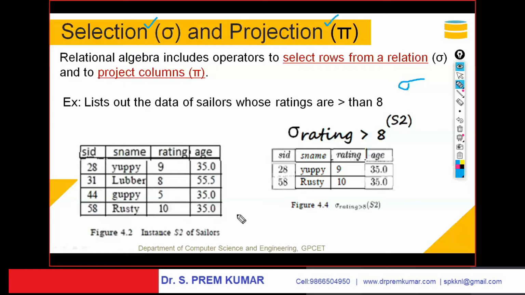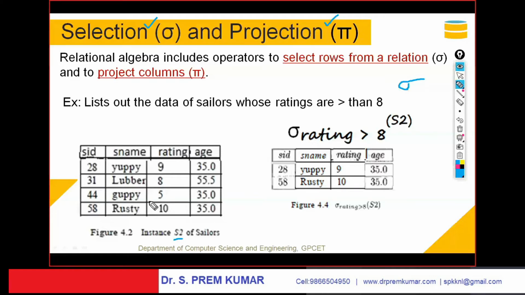Suppose this is the instance. I am calling this relation S2. In this relation you have sailor 28 Yuppy, rating 9, age 35.0; 31 Lubber, rating 8, age 55.5; 44 Guppy, rating 5, age 35.0; 58 Rusty, rating 10, age 35.0. This is one relation, S2. These are all sailors, the data of some sailors.